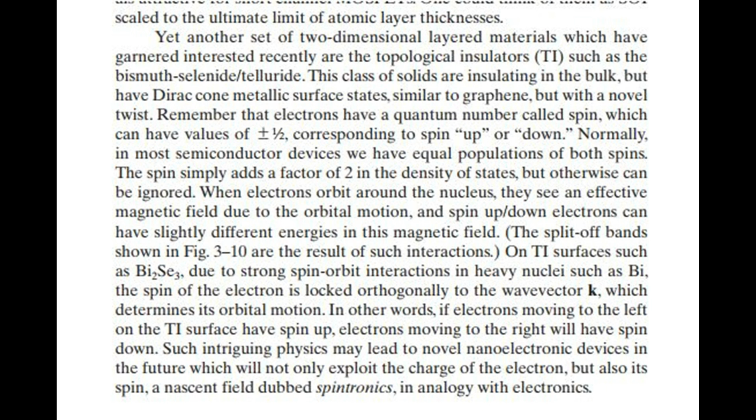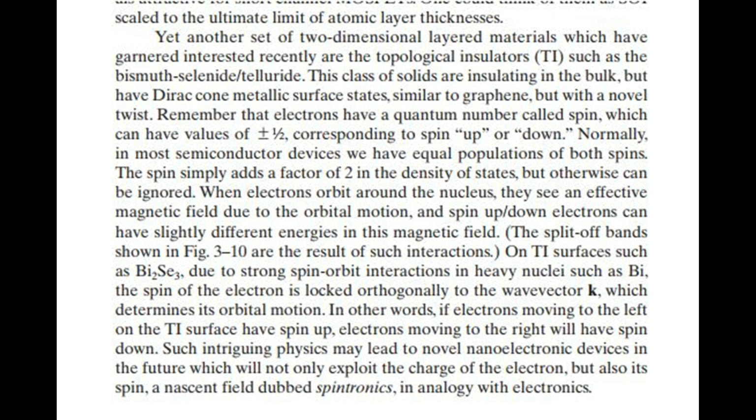Remember that electrons have a quantum number called spin, which can have values of 1/2, corresponding to spin up or down. Normally, in most semiconductor devices we have equal populations of both spins. The spin simply adds a factor of 2 in the density of states, but otherwise can be ignored. When electrons orbit around a nucleus, they see an effective magnetic field due to the orbital motion, and spin up/down electrons can have slightly different energies in this magnetic field. The split-off bands shown in Fig 3.10 are the result of such interactions.